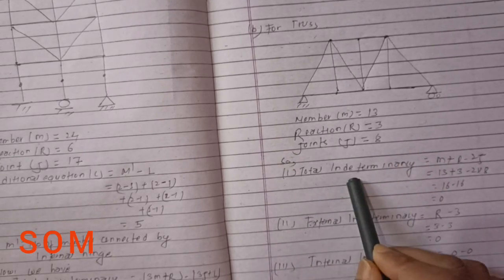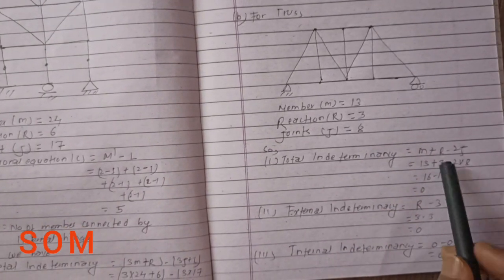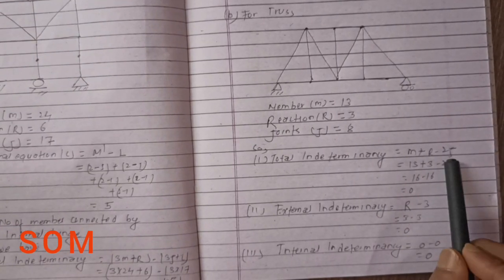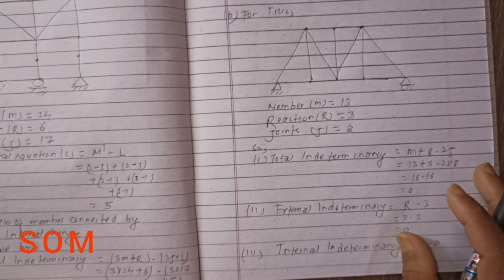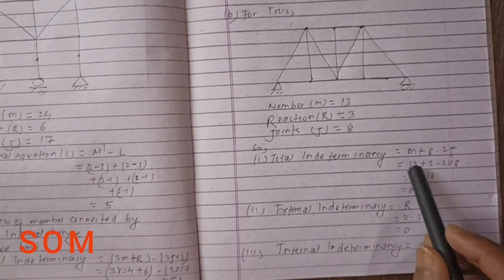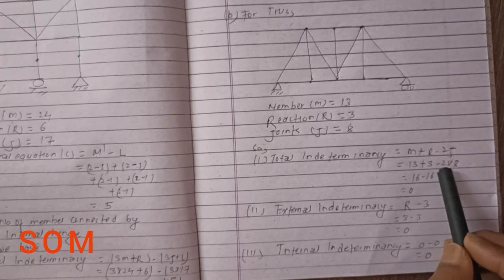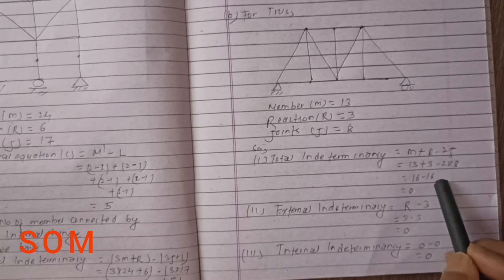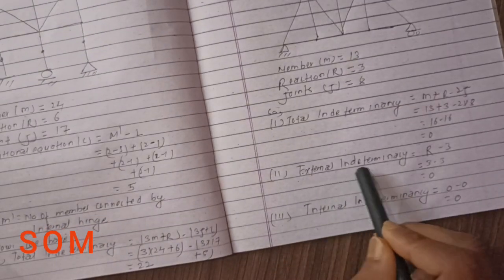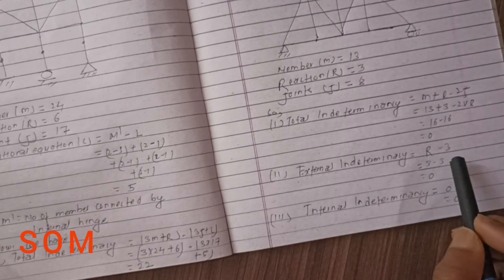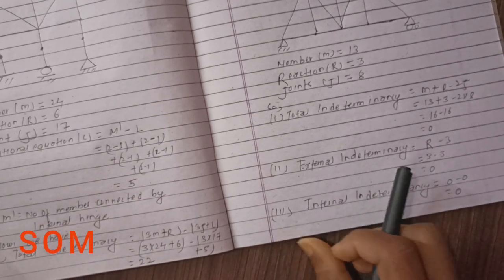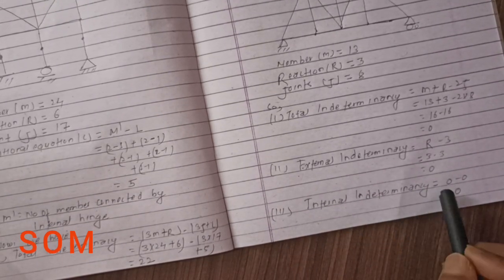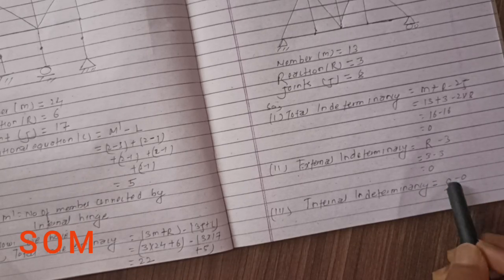Now the total indeterminacy in the case of a truss is m plus r minus 2j. We do not need c, because I have already mentioned that the conditional equation is not here, since we do not have an internal hinge. So m is member, plus r is reaction, minus 2 times j, the joints. If you calculate, you get 0. Similarly, in the case of external indeterminacy, the formula is r minus 3. So 3 minus 3 is 0. For internal indeterminacy, total minus external, 0 minus 0 is equal to 0.